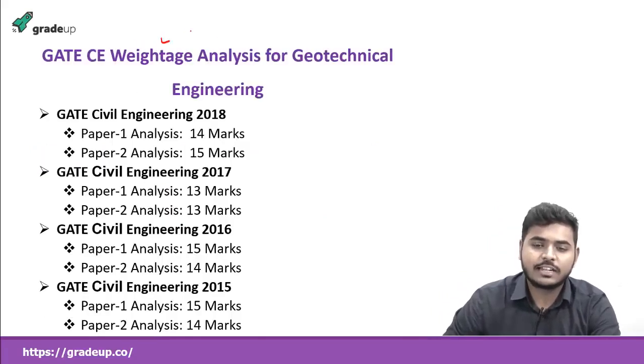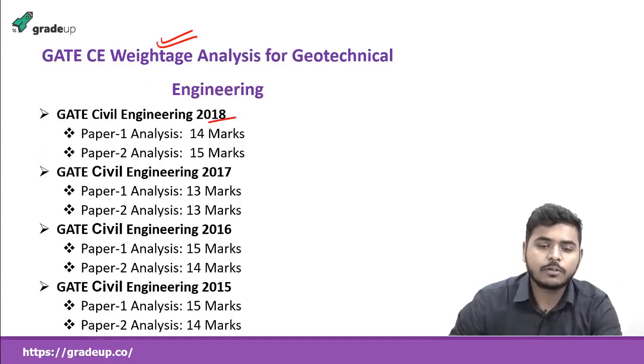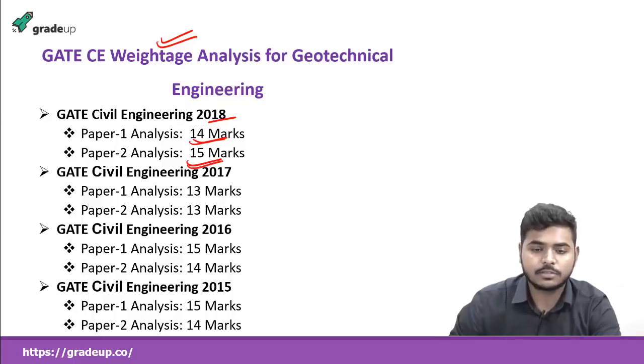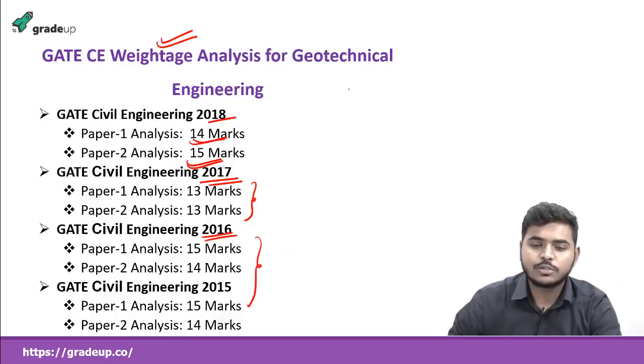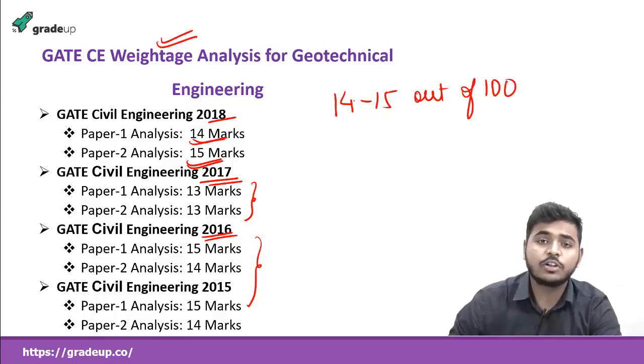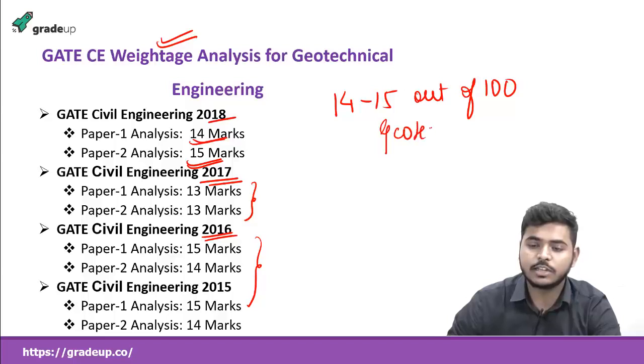As I told, the weightage analysis for geotechnical engineering. In the year 2018, in paper 1 it was asked for around 14 marks, and in paper 2 it was asked for 15 marks. In the year 2017, around 13 marks it was asked for both the papers. In the year 2016 and 2015, you can see that around 14 to 15 marks are asked. So in general, around 14 to 15 marks out of 100. That is 14 to 15%, a very huge percentage, asked from geotechnical engineering.